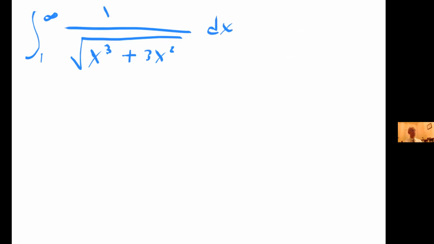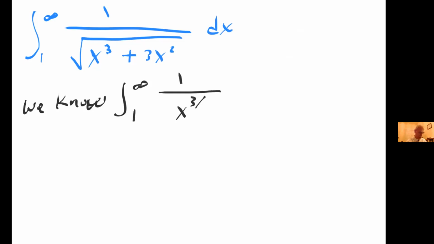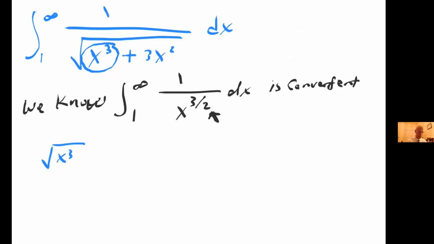All right. So do we know anything similar or close to this that we know is convergent or divergent? And we do. We know that the integral from 1 to infinity of 1 over x^(3/2) dx is convergent. Why is that convergent? Because this power is greater than 1. And why am I choosing that? Because the elephant in the room in our original problem is right here, the square root of x cubed. Well, what is the square root of x cubed? It's the same as x cubed to the power of 1/2, and that equals x to the power of 3/2. That's why I chose that.